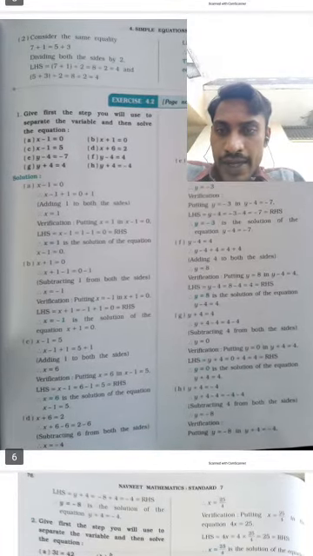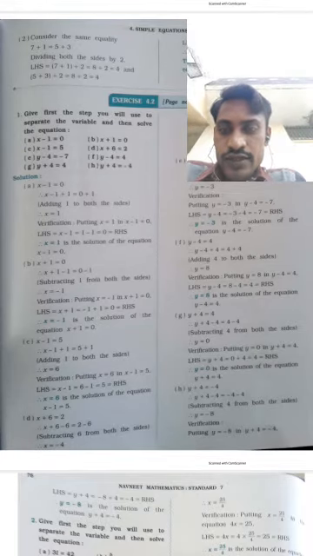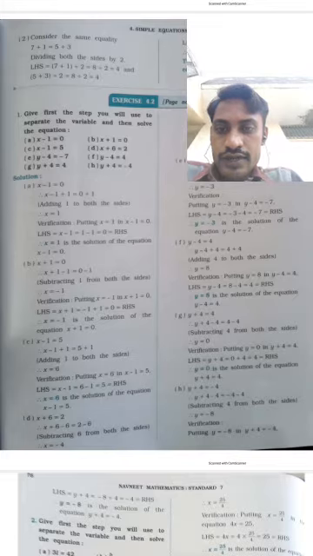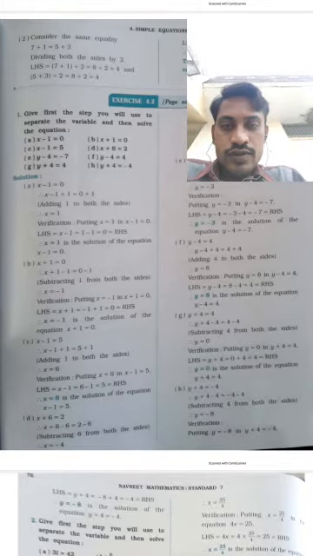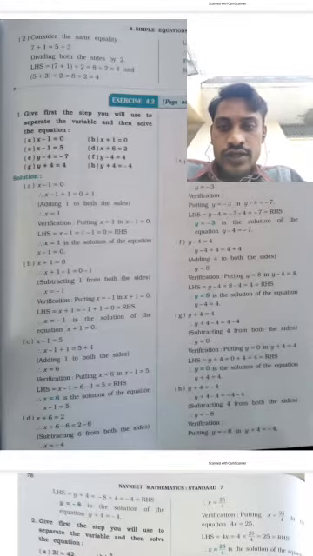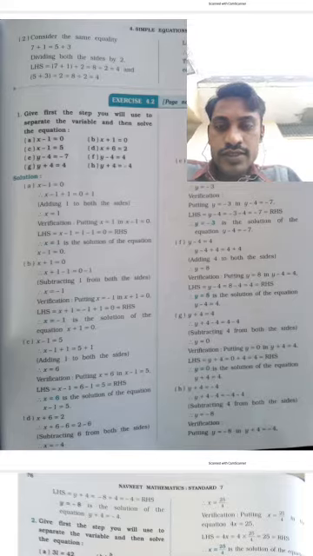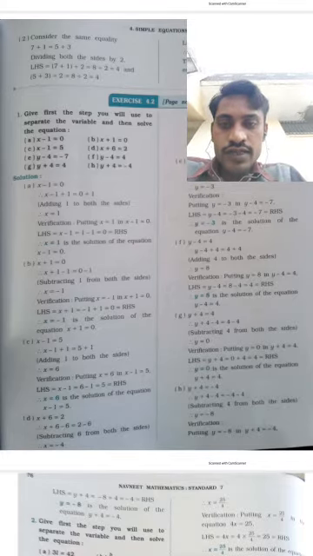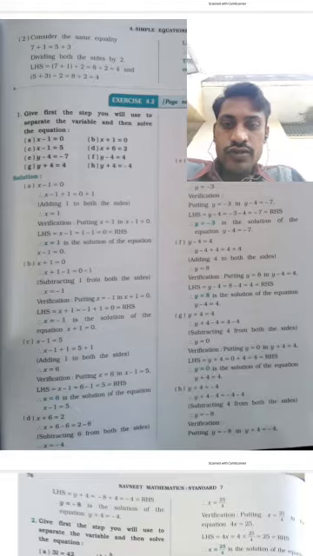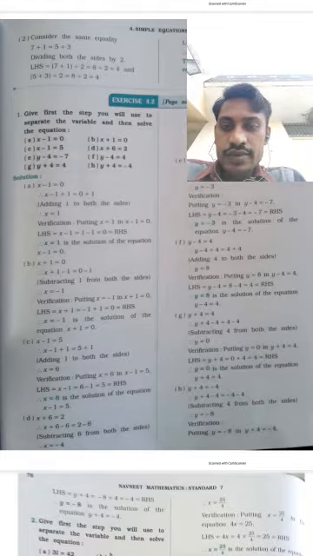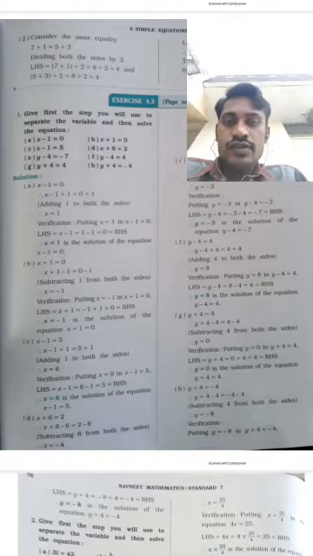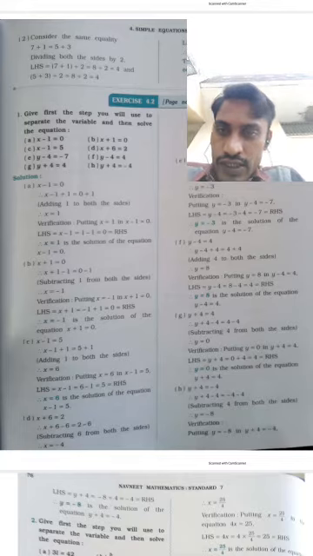Now part c, x minus 1 is equal to 5. Here also x minus 1 plus 1, and 5 plus 1. So 1 minus 1 is 0, 5 plus 1 is 6. So x is equal to 6. Verification: x minus 1 is equal to 6 minus 1 is equal to 5, which is RHS. So x is equal to 6 is the solution of the equation x minus 1 is equal to 5.